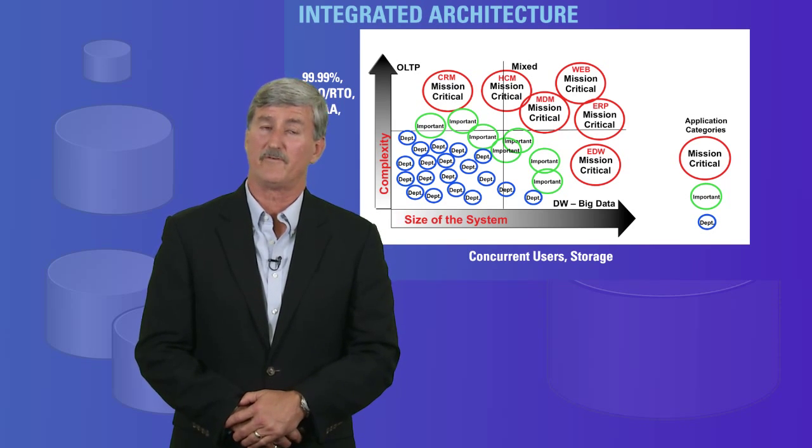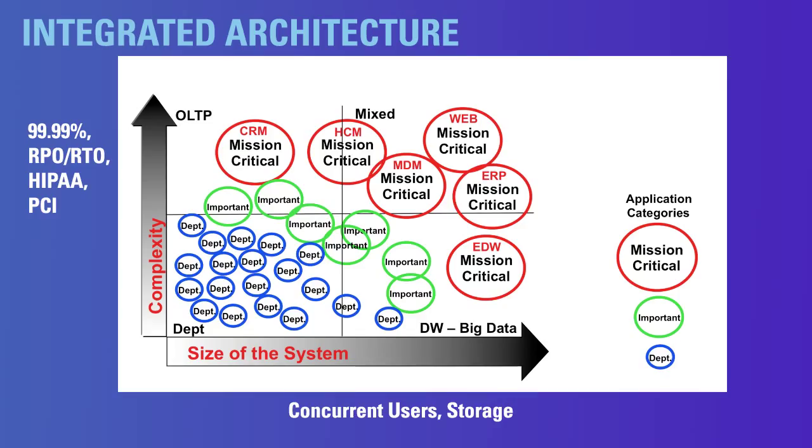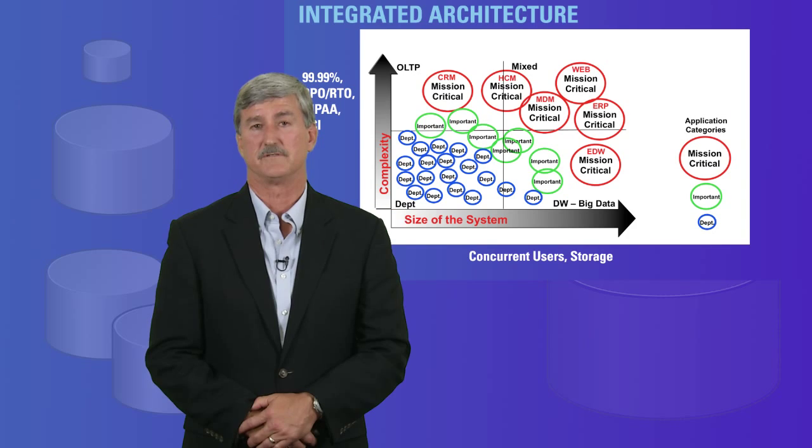Now in the bottom left quadrant is your departmental systems. These are small systems, have a handful of users, and they can be down for 3 or 4 days and it won't directly affect the business.